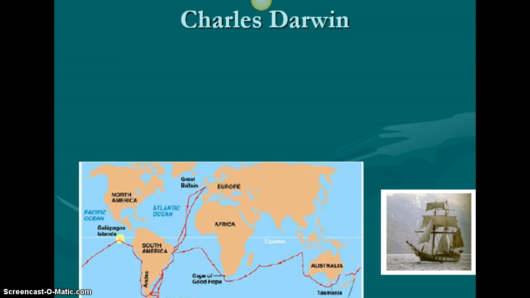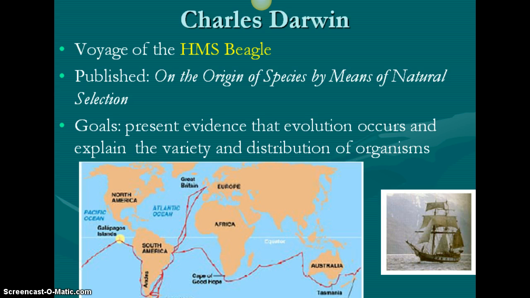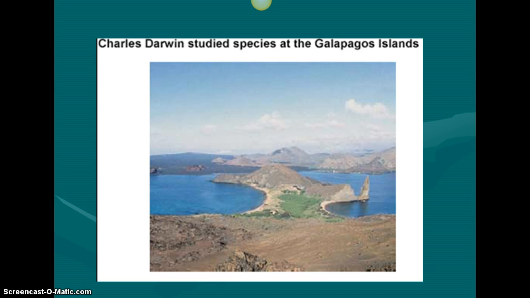Okay, so Darwin, his voyage or his studies were on the HMS Beagle. He published the book on the origin of species, and his goal in that was to present evidence that evolution occurs and explain the distribution of organisms, where they're located around the world, and also the variety that there is around the world. And you can kind of see in these pictures here where his studies took him, and his main studies were on the Galapagos Islands. So there's the Galapagos Islands, picture of that.